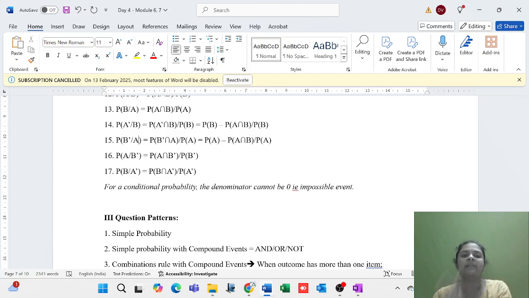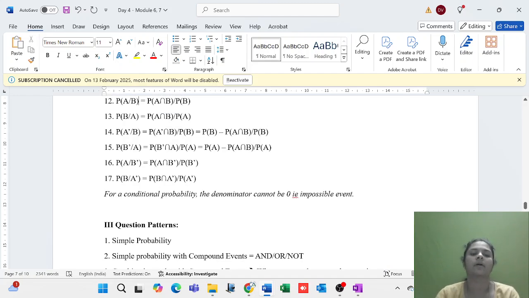The conditioning event will appear in the denominator and the intersection of the two events will appear in the numerator. This is the formula for conditional probability. Remember, the denominator can never be 0 for a conditional probability.